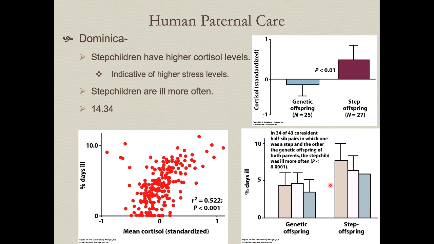Now, this study did an interesting thing, and you may be thinking, well, that may be just linked to households that are relatively poor and not educated. Well, in Dominica, they broke it down by social class, and higher class versus middle class and lower class individuals, there was no difference. You still see the same pattern, that the step offspring are treated worse and they are ill more because of having high cortisol levels.